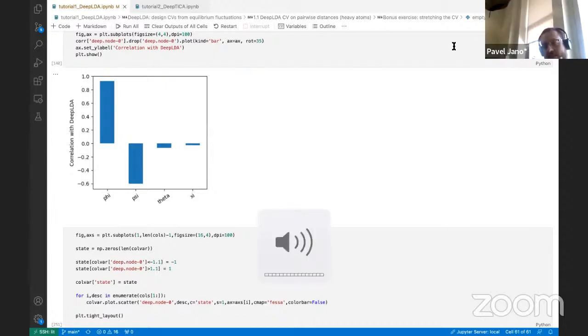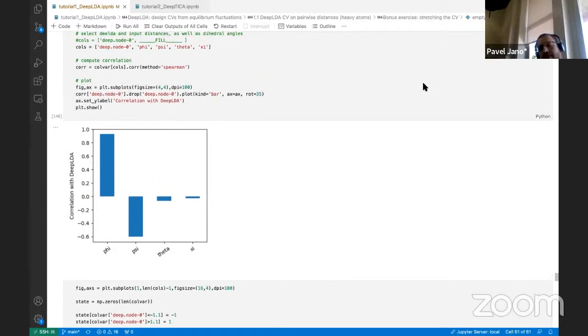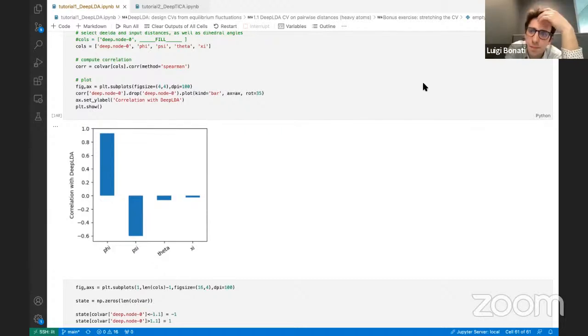So my question is, let's say I have this DeepLDA that's trained to distinguish or classify the two states, but the actual transformation also features another metastable intermediate that I do not know a priori. With this CV, do I get a reliable free energy of this minima as well, or do I have to go back and essentially retrain it to distinguish the three states?